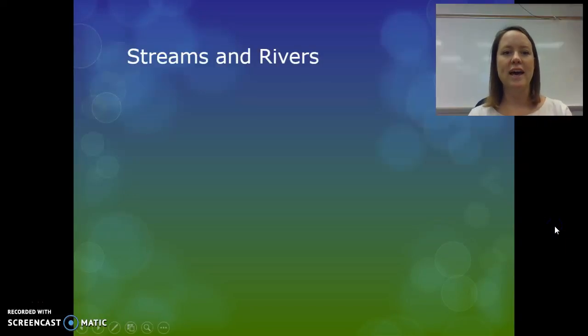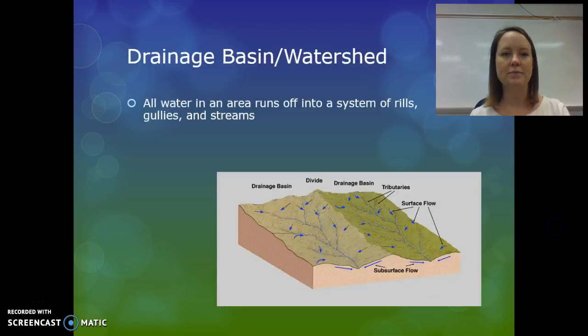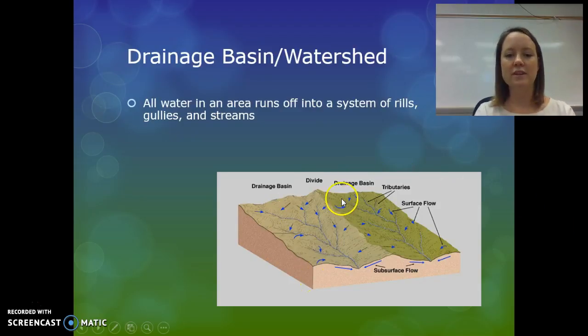Today we're going to be looking at streams and rivers, which is surface water in our freshwater unit. So first of all, a stream is basically a small river. Both are formed by water running off the land into rills, gullies, streams, and rivers. So the area of land that feeds water into a river is called a drainage basin or watershed.